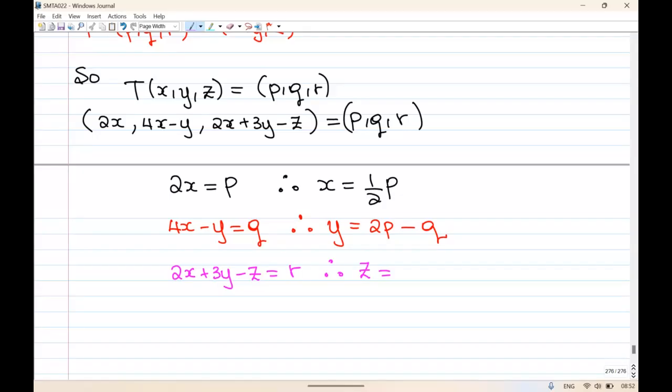What is the answer? What is that? 7p minus 3q minus r. 7p minus 3q and then minus r.